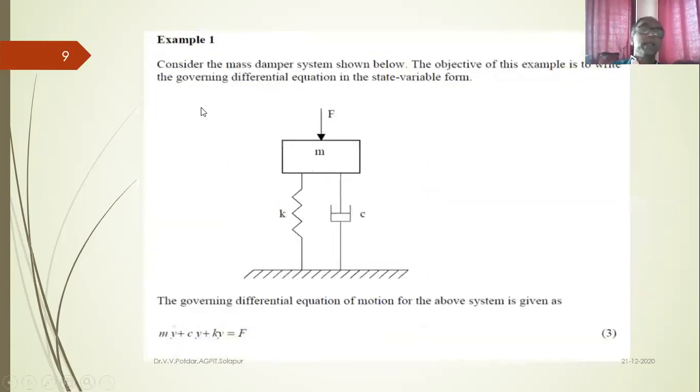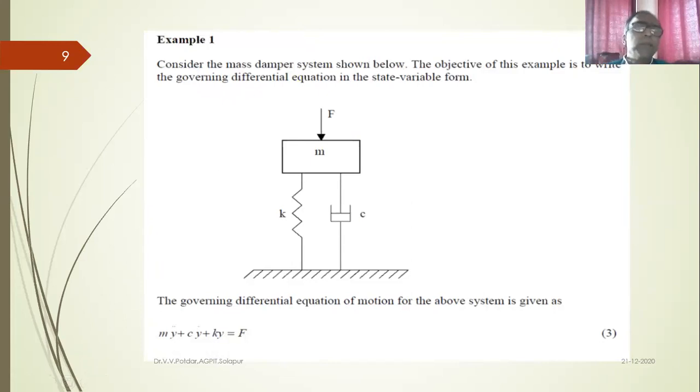Let us take a simple example. Consider the mass damper system shown below. The objective of this example is to write the governing differential equation in the state variable form. Now this is the familiar example. I have a mass, I have force as the excitation, an external force as the input, and I'll be getting y as the output. The y is not shown here. Y is the output displacement that I'll be getting.